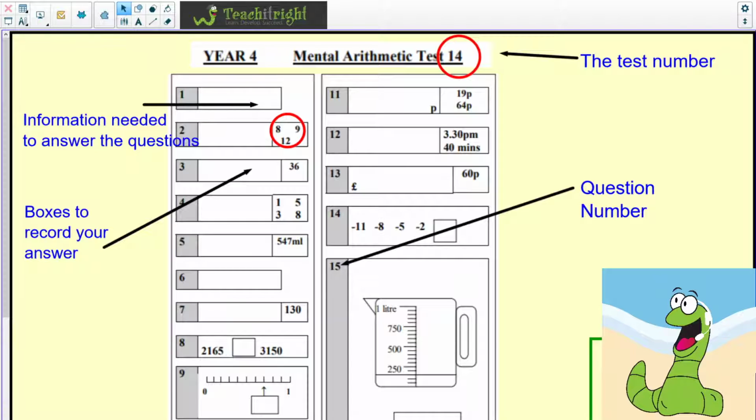Question 14. Write the next number in the sequence on your sheet.